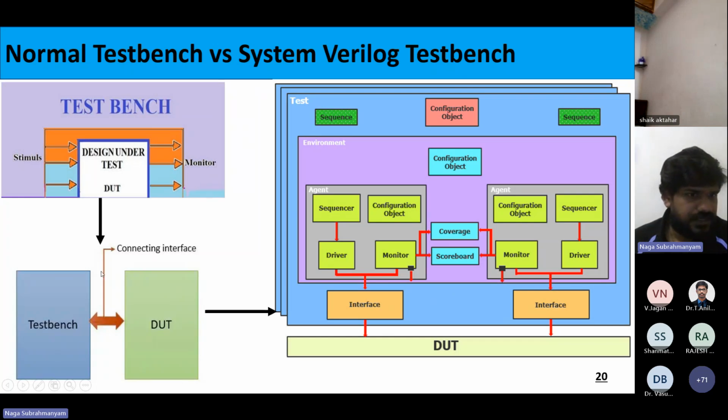Now they changed. They have a separate test bench and there is a DUT. The connection between them is the interface. This interface has all the pin-level signals. I told you, 8086 has 40 pins. Those 40 pins they'll put in the interface. They will use this interface in the test bench, generate the data, and give it back to the interface. The interface will put that data in the DUT.